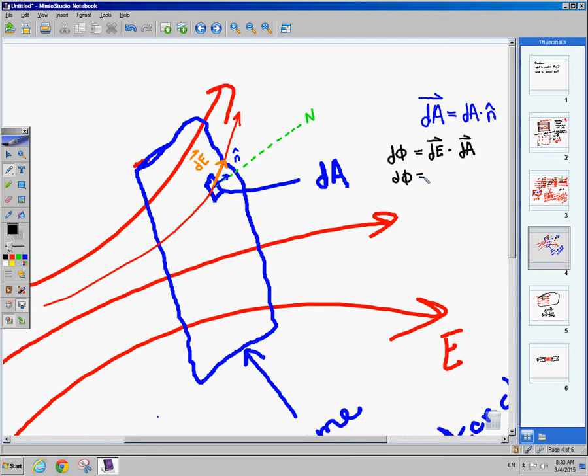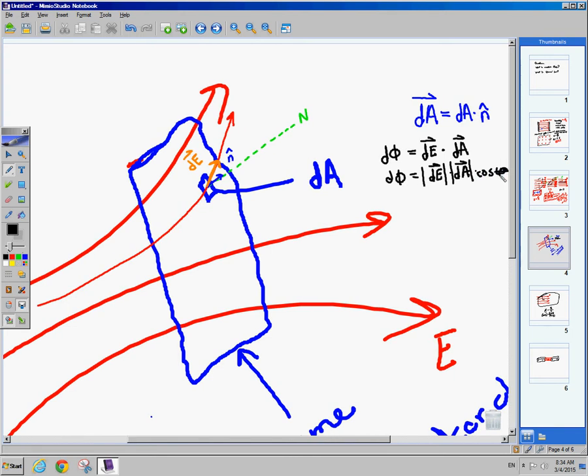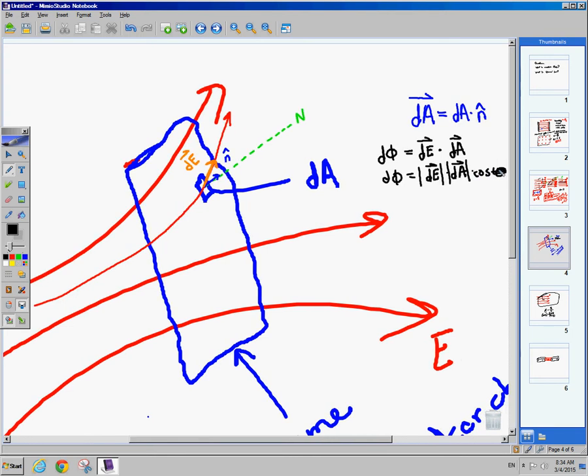Or we could say the magnitude of dE times the magnitude of dA times cosine theta, where theta is the angle between the electric field strength and the normal line to the area.